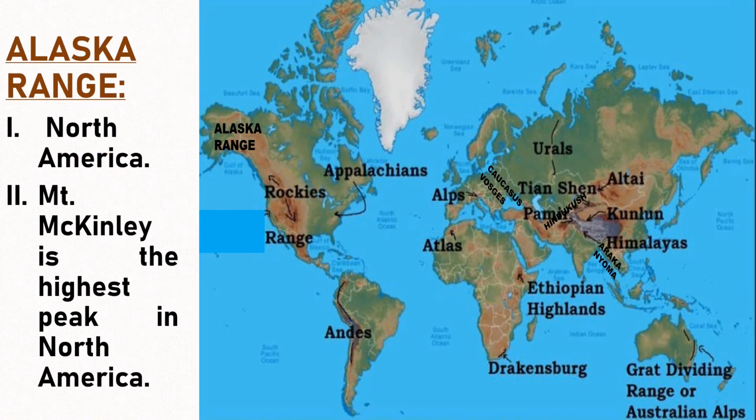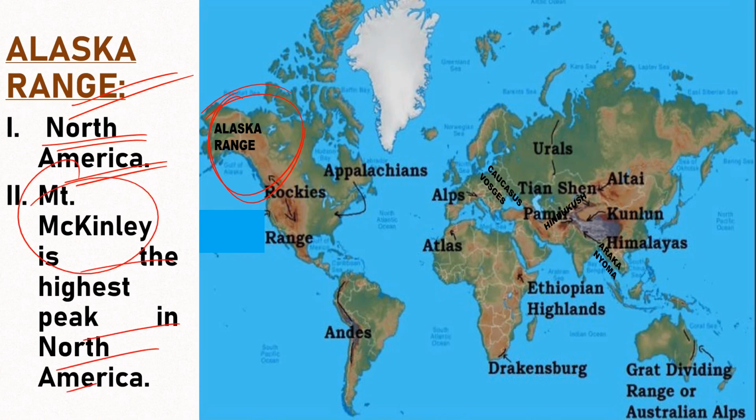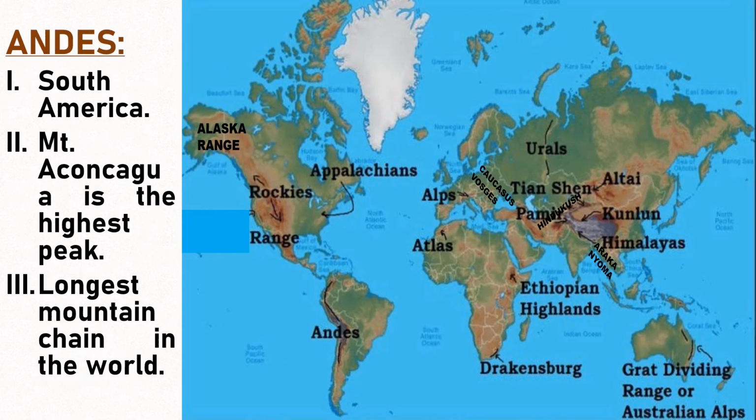The third important mountain range in North America is the Alaska Mountain Range. So this is the Alaska Mountain Range, located in North America. Mount McKinley is the highest peak in North America. The highest peak in the overall North American continent is Mount McKinley, and it is located on the Alaska Mountain Range. So that's all about the Alaska Mountain Range.